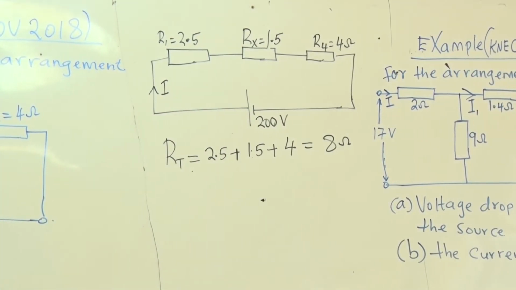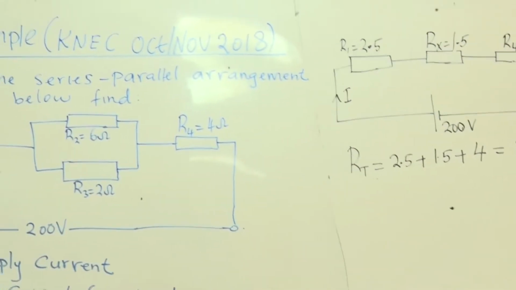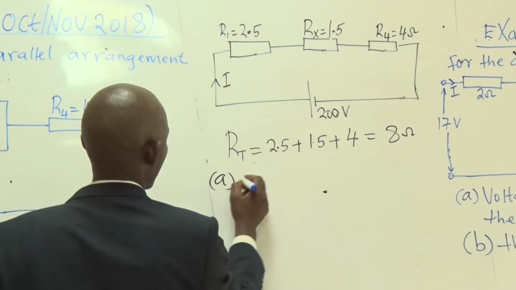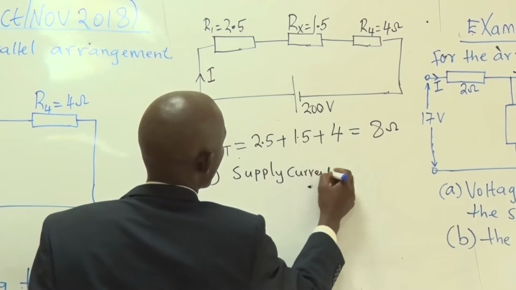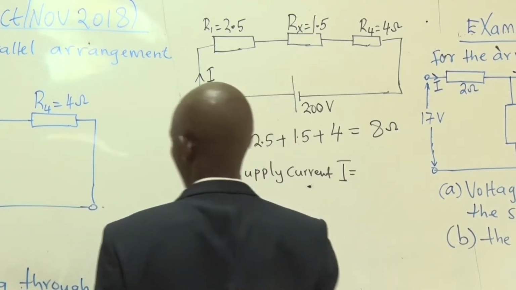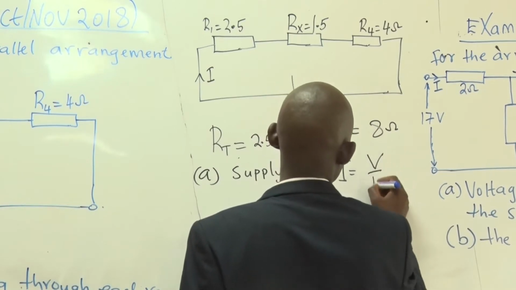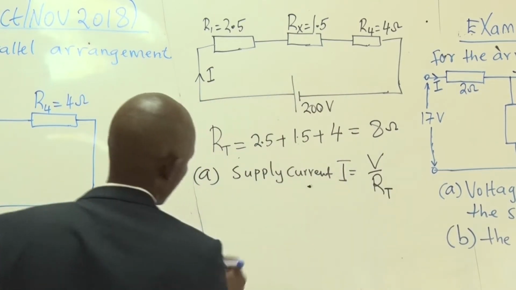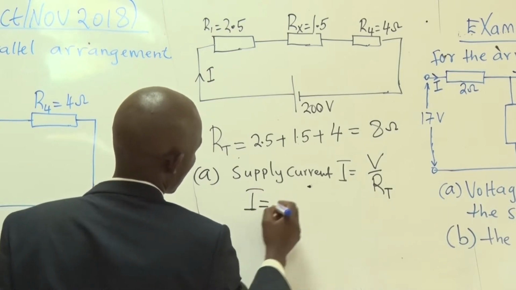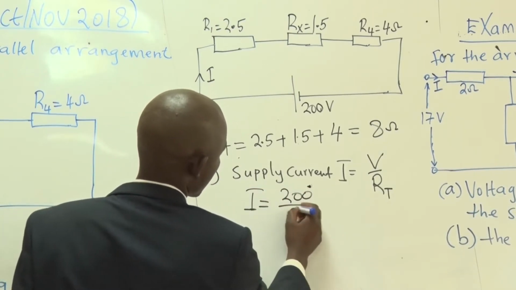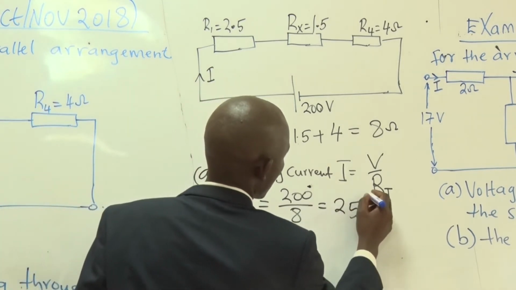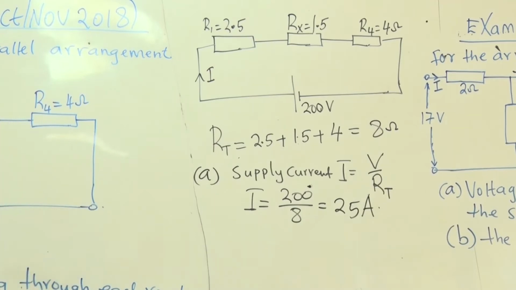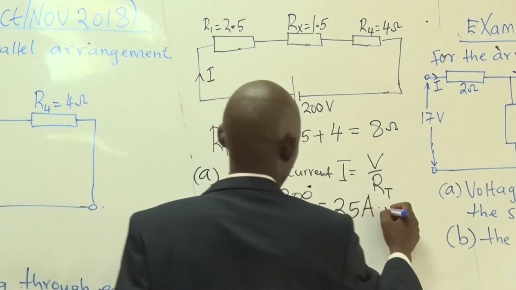Once you get that, remember the question, part A, is to find the supply current. So the supply current I will be equal to the total voltage divided by the total resistance, RT. The total voltage is 200, total resistance is 8. If you divide 200 by 8, you will get 25 amperes. So the supply current is 25 amperes. So we have answered our first part.